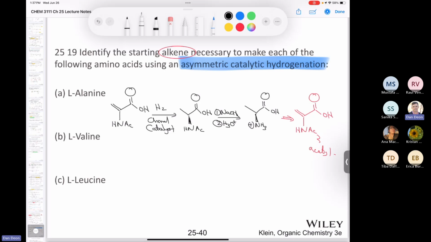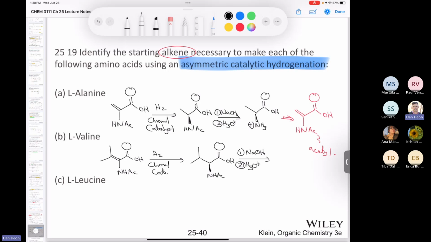So let's say you wanted to make valine. All you would have to do is start with a double bond here, put NH acetyl, and now your R group, you just have those two methyl groups coming off. This is going to make an isopropyl once it's hydrogenated. So you're going to say H2, chiral catalyst. That's going to give you the chiral compound, but you're going to have the acetyl group on there. And so you're going to hydrolyze it first with base, and then do a workup with aqueous acid, and that's going to give you the compound.